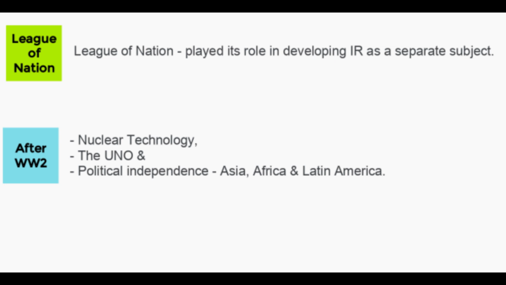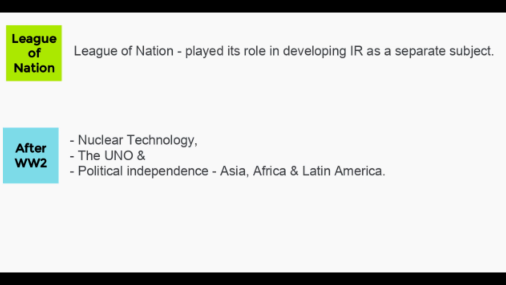And later we have the Second World War, and after the Second World War came a new technology called nuclear technology. We got the United Nations organization, and we also got political independence for Asian, African and Latin American countries. And these three developments eventually led to the rise of international relations as a totally independent autonomous discipline. After the Second World War, issues such as nuclear proliferation became a factor which even today people are discussing in international relations. The question of war and peace became the key issue for mankind.